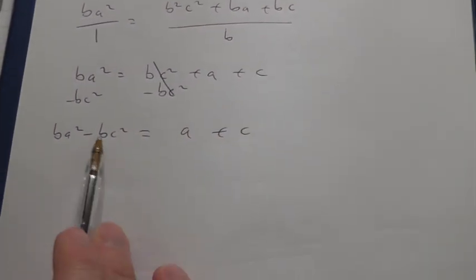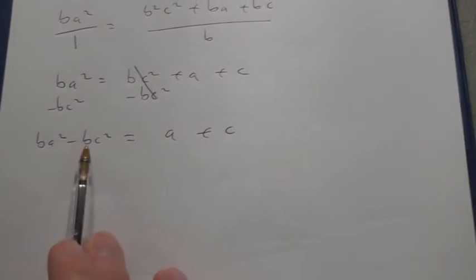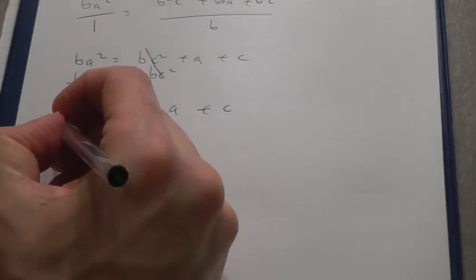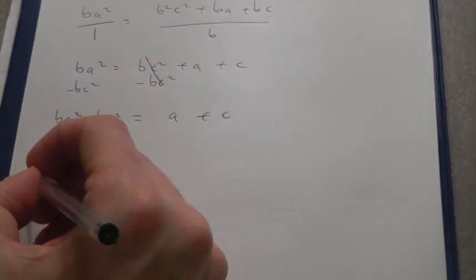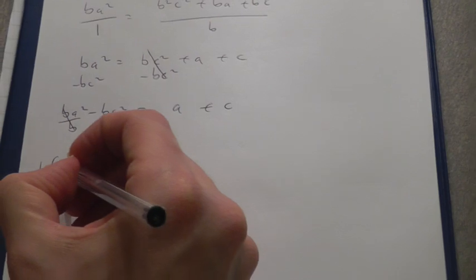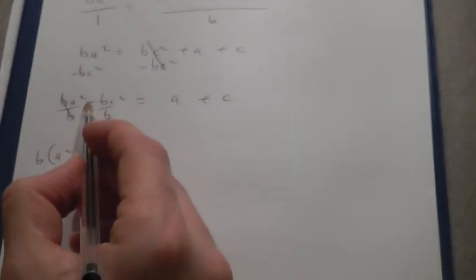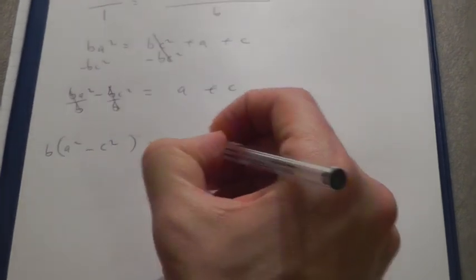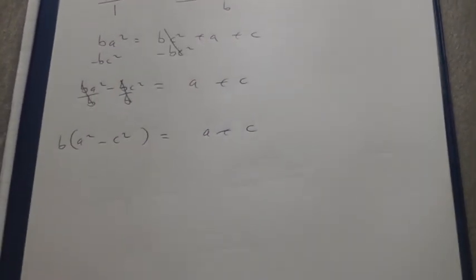Now, I have two b's here, and I would like to have one b. Therefore, I'm going to factorise b out. So, to factorise it, I must divide it into both terms and open a bracket. ba squared divided by b is just a squared, and that will be in a bracket here. And minus bc squared divided by b is minus c squared, and that will equal a plus c. So we're doing really well here now.